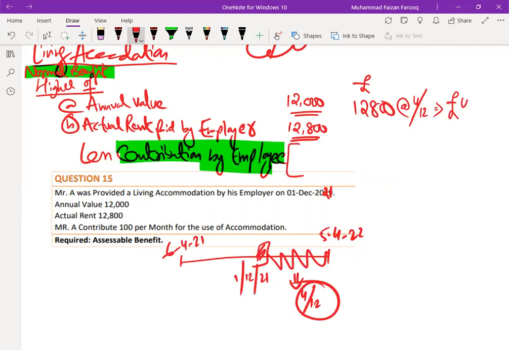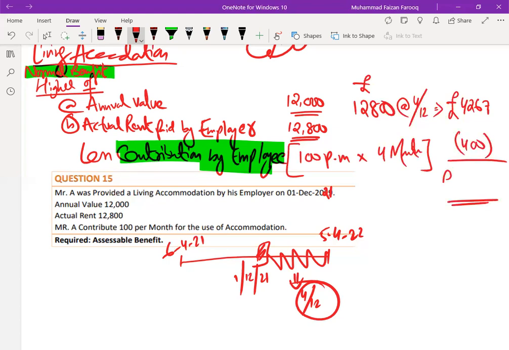4267. 4267 and 100 per month. Should I multiply it by 12 or what should I do? Multiplied by months. 4 months, right? Yes, so 400. The accommodation benefit is 3867. Please note it down.